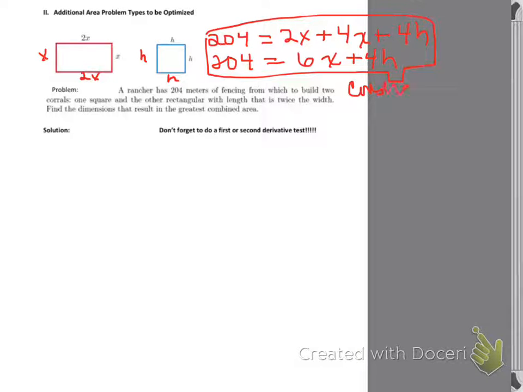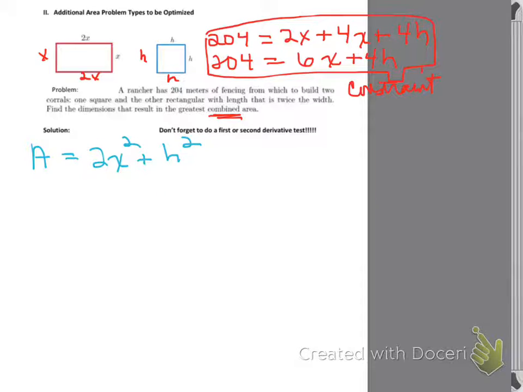I'm going to use that to get rid of one of my variables, which I know is going to show up. So it says find the dimension that results in the greatest combined areas. Okay, so let's switch over to a different color. And our area, which is going to be our objective function, is going to be length times width of the rectangle, so 2x times x is 2x squared, plus the length times width of the square, which is h times h, which is h squared.